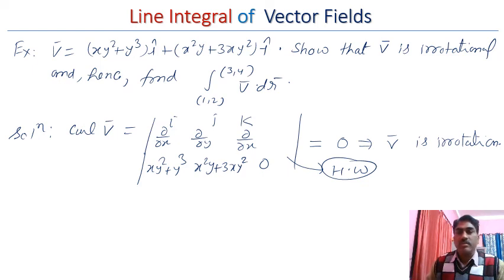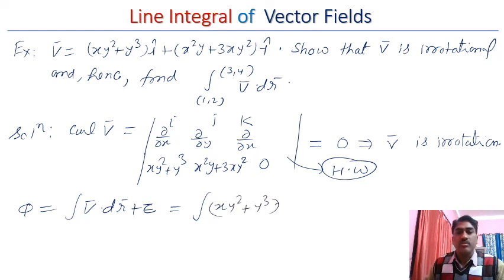Now because this is irrotational, we can find phi as the integral of V dot dr plus c. You can also find phi otherwise, but we discussed a special method to find phi when V is irrotational. So what was that method? Just write phi as the integral of V dot dr: (xy square plus y cube) dx plus (x square y plus 3xy square) dy plus c.